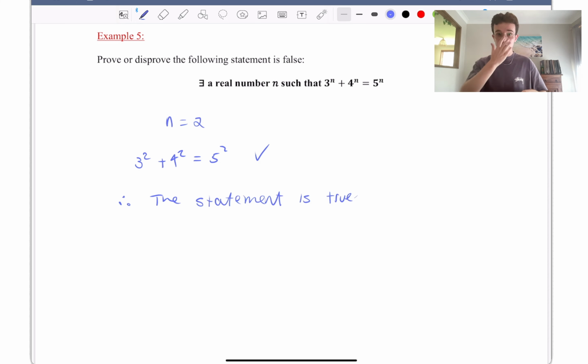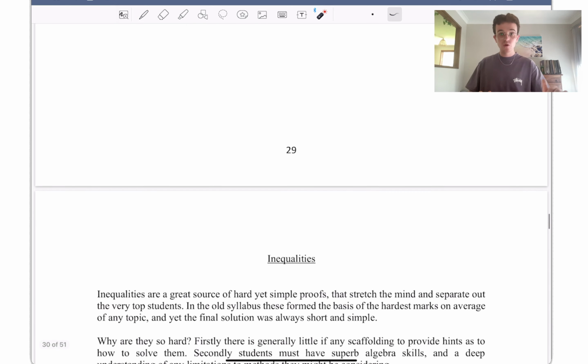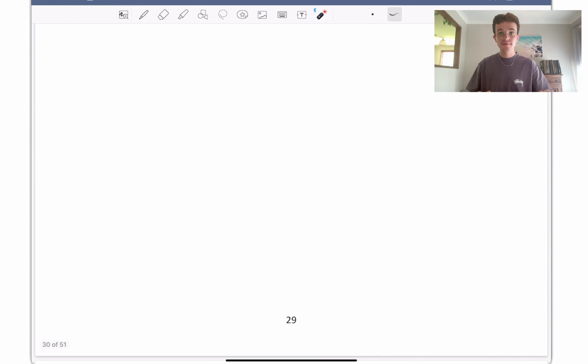Now this is a rare example where one example proves the whole statement, and it's only true because we've got this symbol here and not a for all. Awesome, and that is proof by, what was it, logical equivalence, I think. Thank you.